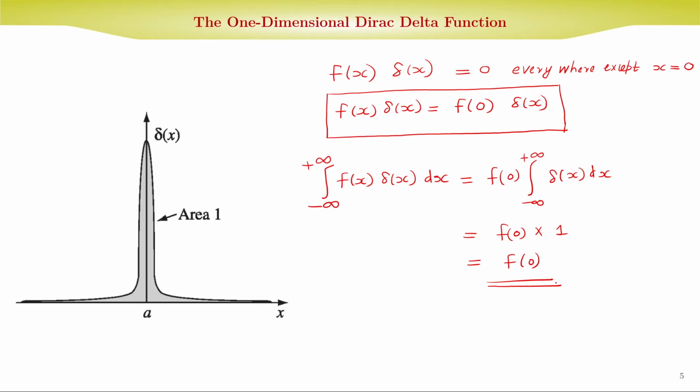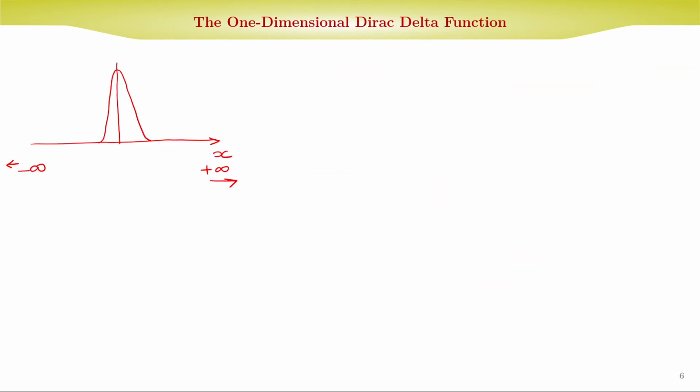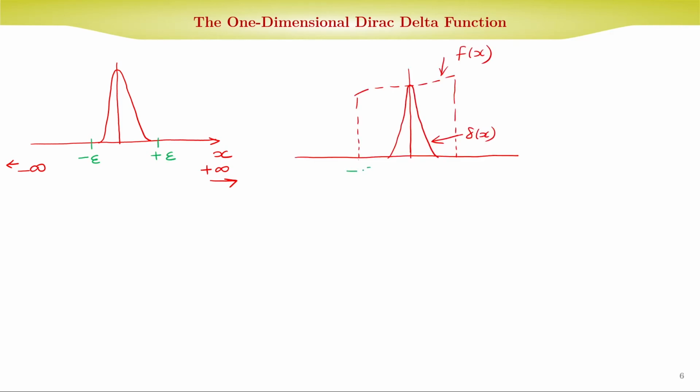What this equation indicates is that under an integral, the delta function picks out the value of f(x) at x equal to 0. Note that the integral need not run from minus infinity to plus infinity. It is sufficient that the domain extend across the delta function from minus epsilon to plus epsilon. That is, the domain where the function is defined should enclose the delta function also.